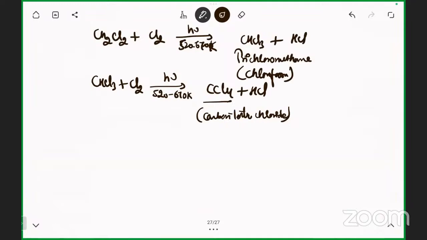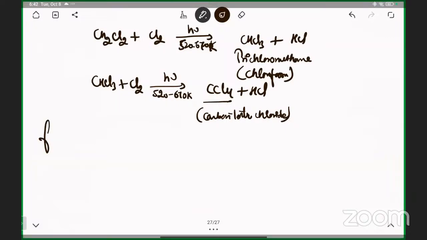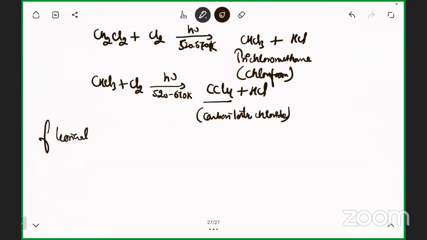Okay, right now I'm taking Cl. You can use Br, you can use iodine, you can use any of them. Okay, but for the fluorination, I'm using chlorination. For chlorination, bromination, iodination, you can use this method. But for fluorination, it means addition of fluorine, we use a reaction that is called Swarts reaction.